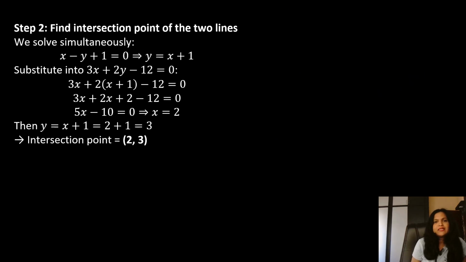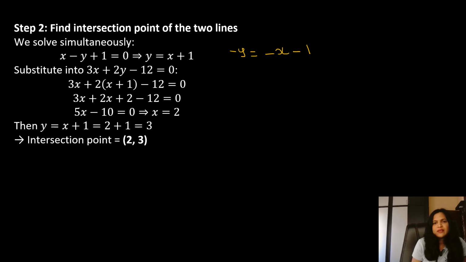Step 2, find the intersection point of the two lines. We solve systematically. How to solve this? X minus y plus 1 equal to 0, the first line it is. So take it as y equal to x plus 1. How? See, minus y on this side. X comes on the opposite side, it becomes minus x. This plus 1 becomes minus 1.